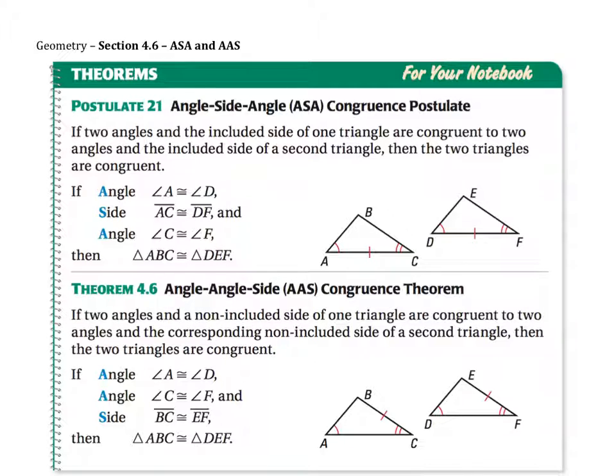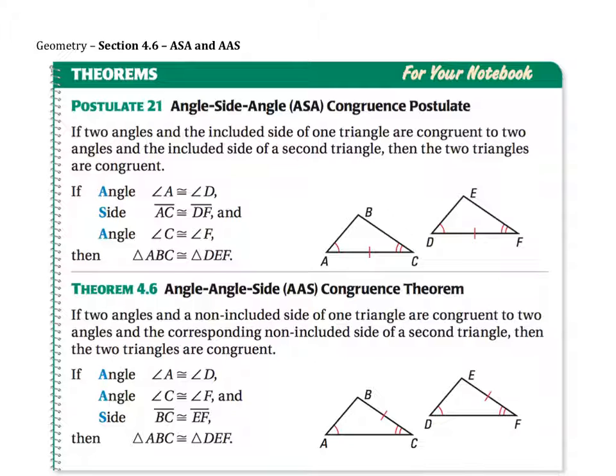It states if two angles and the included side of one triangle are congruent to two angles and the included side of a second triangle, then the two triangles are congruent. So just like the other shortcuts, if I have angle-side-angle, I have two congruent triangles.